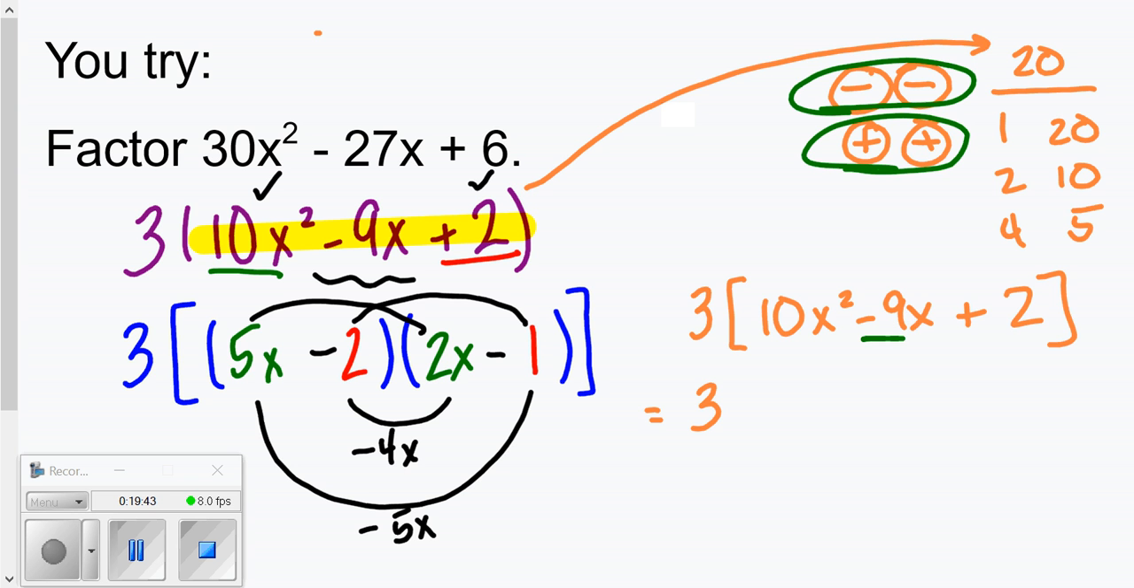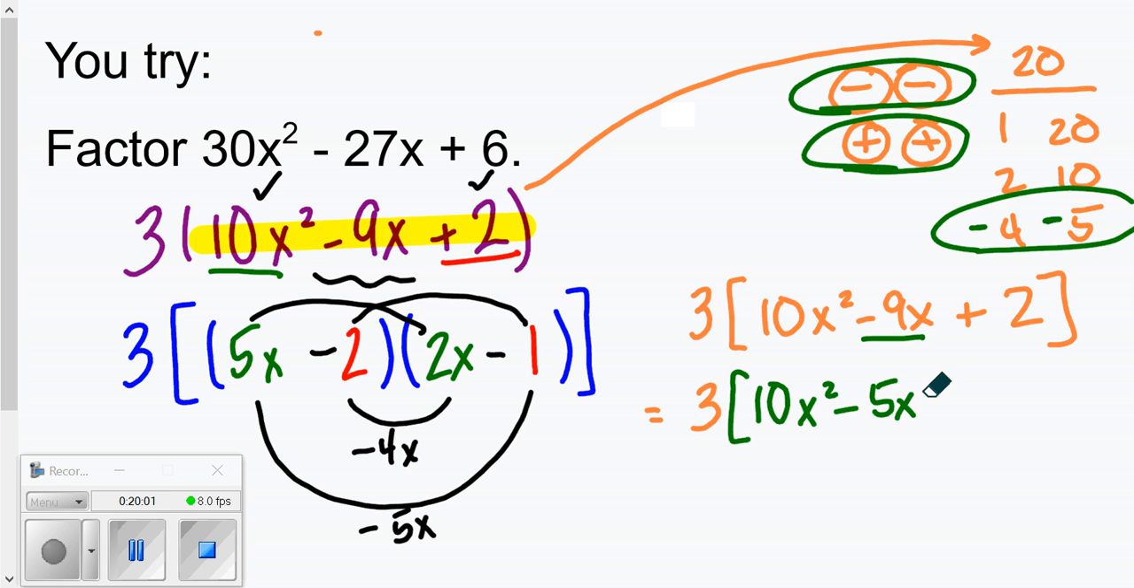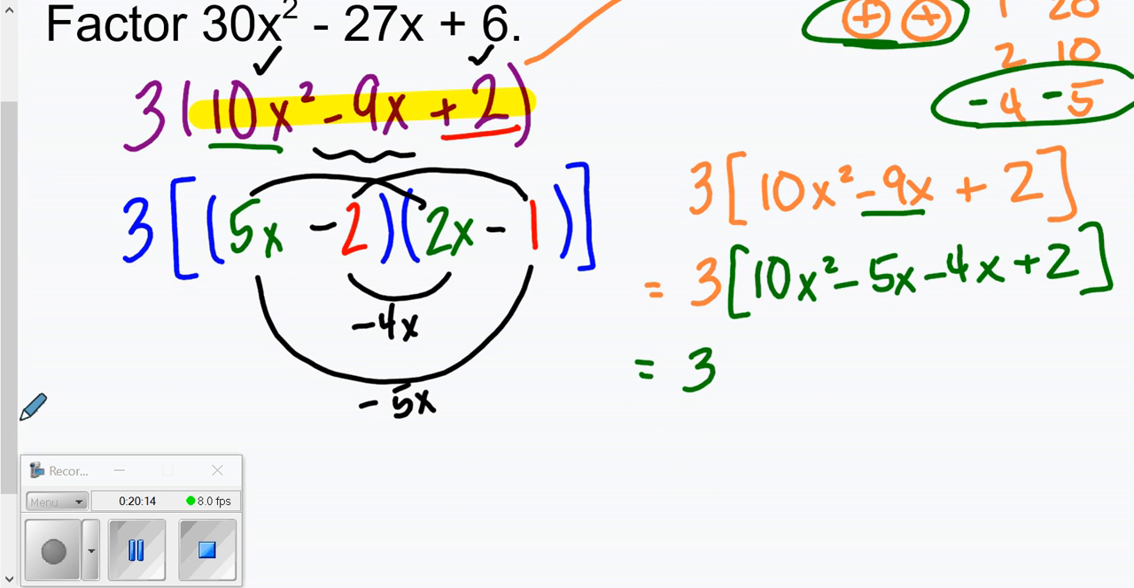So I want to split negative 9x using one of these pairs. So that's going to be this pair if I make both of those negative. So my split the middle term is going to look like this, 10x squared minus 5x. I'm going to put that there because it's by the 10, minus 4x plus 2. Sometimes I pick an order just to make it a little easier on my brain, but actually both orders will work.